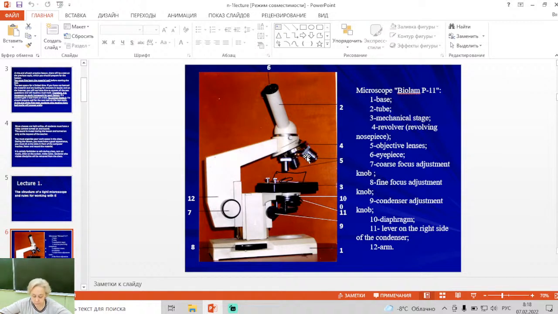The total magnification of the microscope is equal to the magnification of the eyepiece times the magnification of the lens. For example, if the magnification of the eyepiece is times 7 and the magnification of the lens is times 40, the total magnification will be 7 times 40, 280.